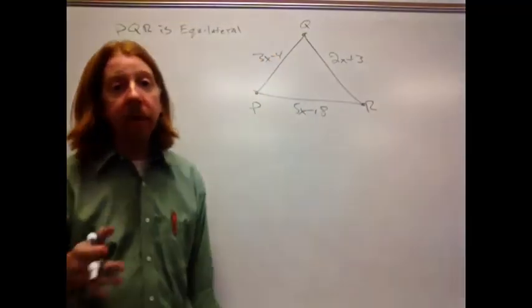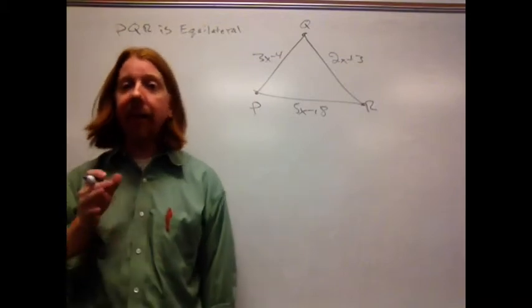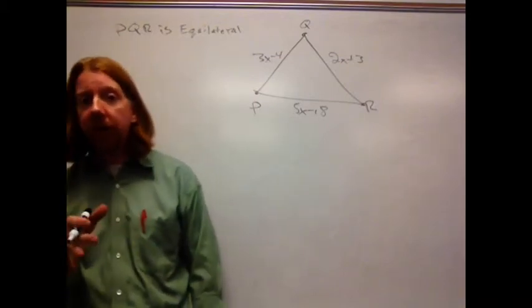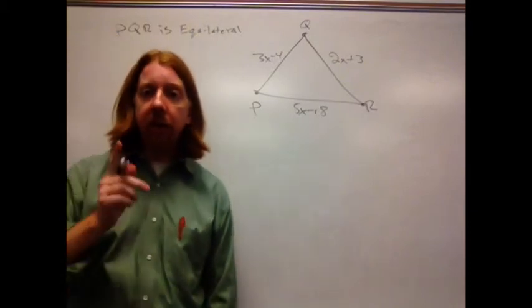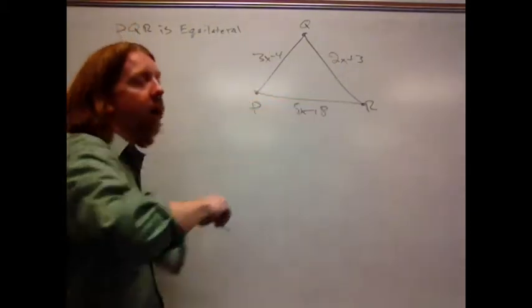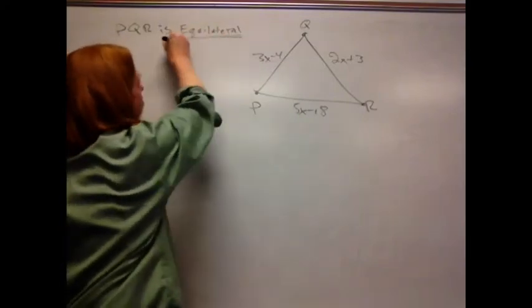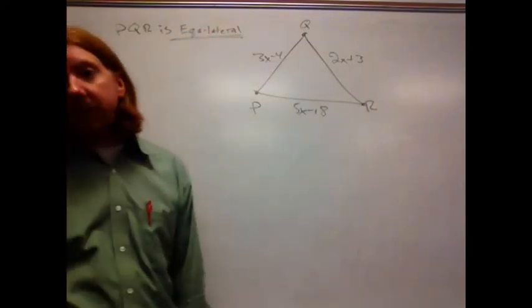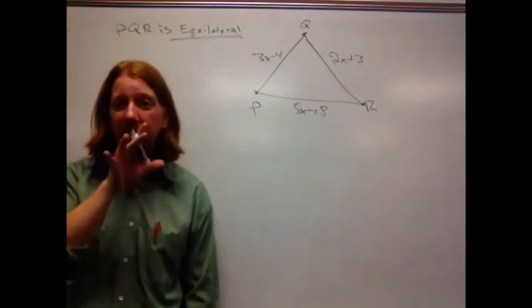All right, in 4.1, we've been looking at triangle types. What we're going to look at now is how to take some of those triangle type definitions, turn them into the kinds of problems we're going to be solving. So in this case, I have triangle PQR, and it's defined as an equilateral triangle. Now, if you remember from your definitions, an equilateral triangle is a triangle where all three sides are congruent.